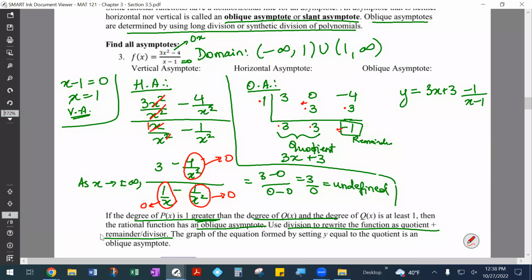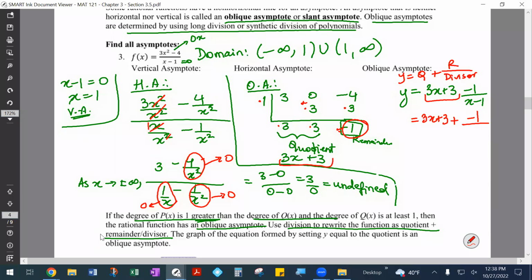Oh, for the answer. So for the answer, it's actually going to be in the format of y equals quotient plus remainder over the divisor. So my quotient was 3x plus 3, that's where I'm getting this guy from. Then we take our remainder of -1, which you can either write it the way I did, or you can write this as 3x plus 3, then you can put a positive sign here.